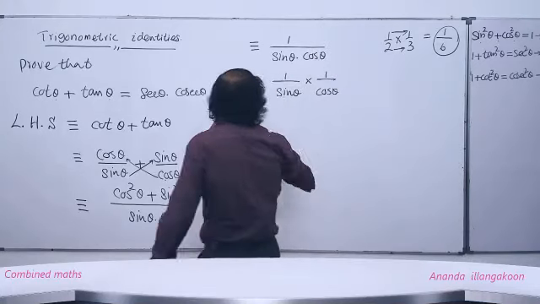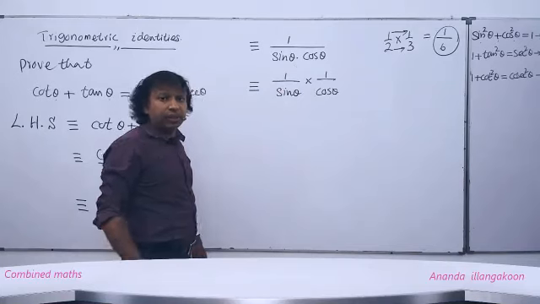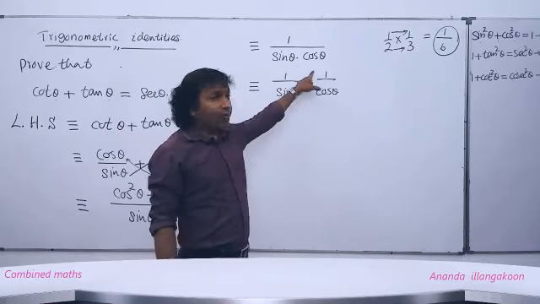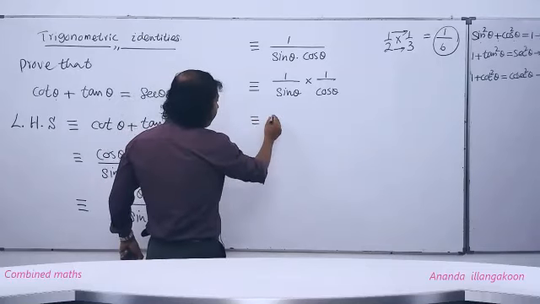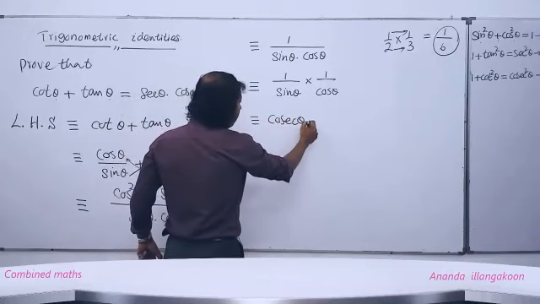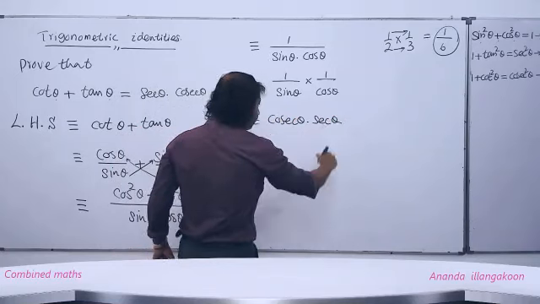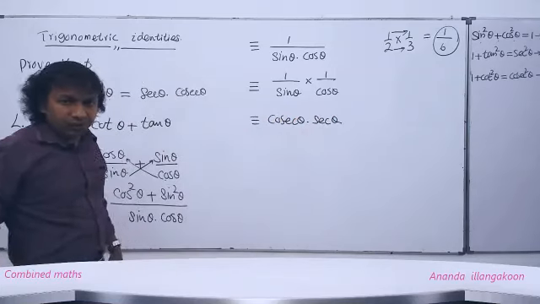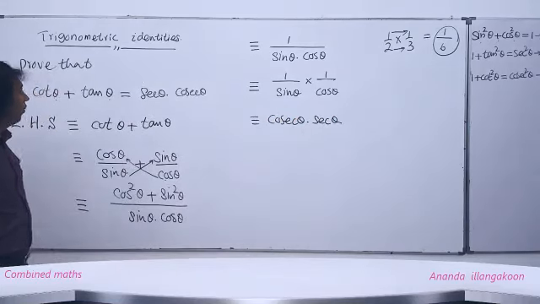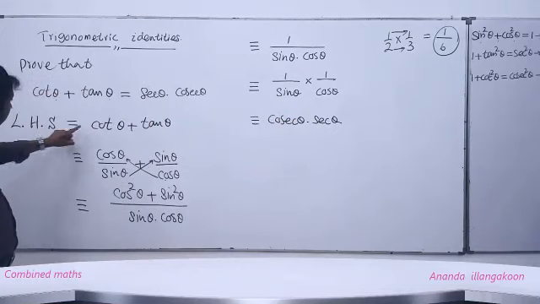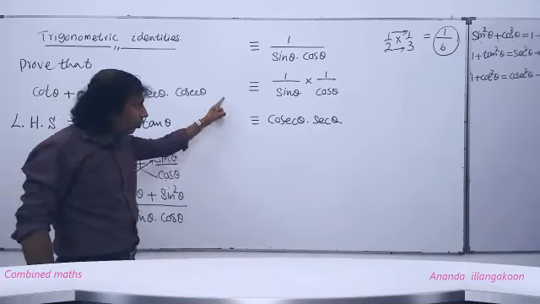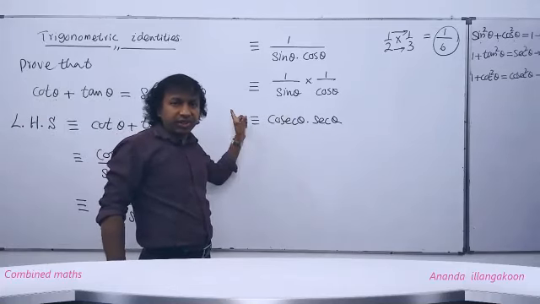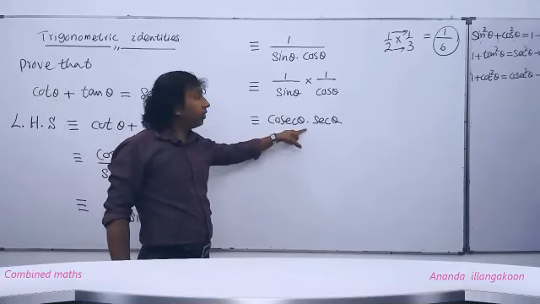But people here, what is 1 upon sin? It is cosec. 1 upon cos, what is that, people? Sec. So therefore, this is now cosec theta into sec theta. Cosec theta into sec theta. So now see here, we started from the left hand side here. The left hand side, we kept simplifying this, and finally we obtained this way. We started from the left hand side. What is this, people? The right hand side.